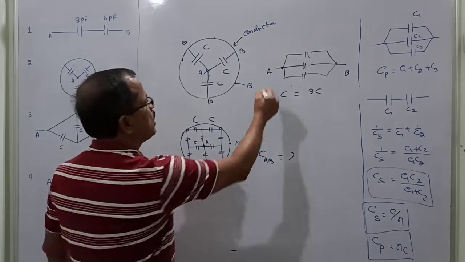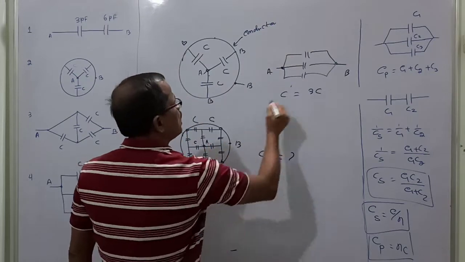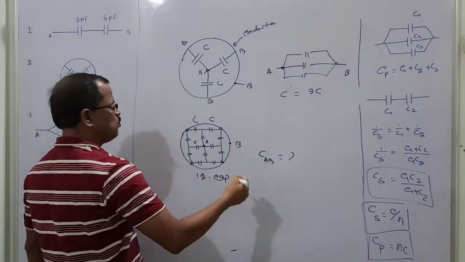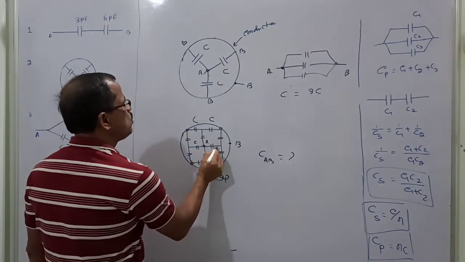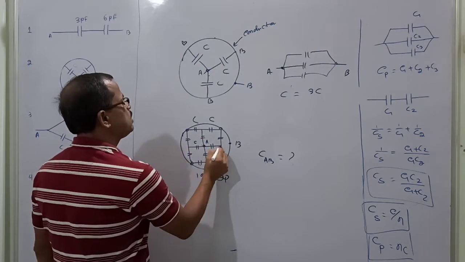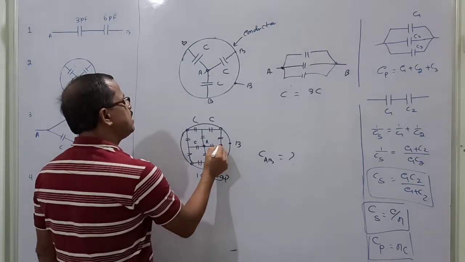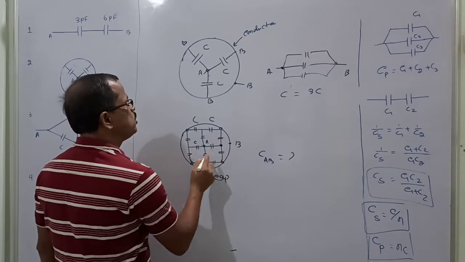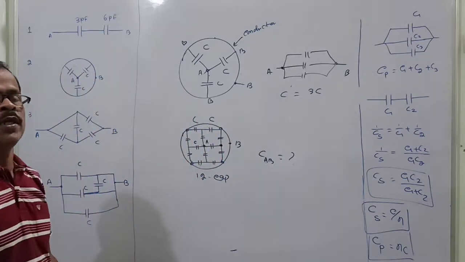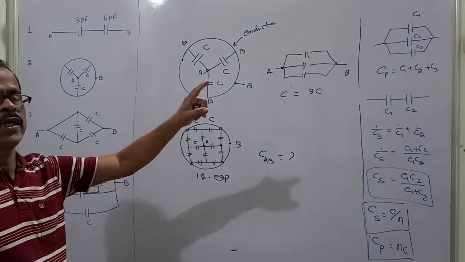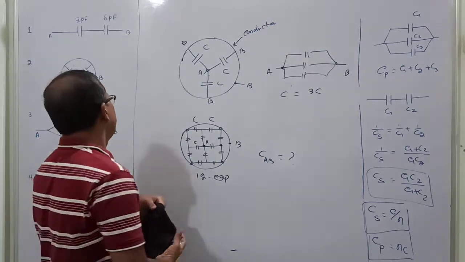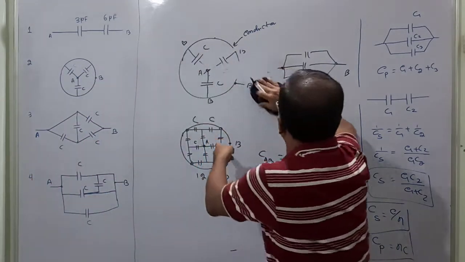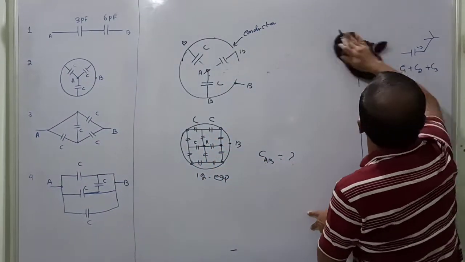Same setup: take a point A, that is the center, and another point B on the circumference. From the point A, 2 lines are going. After reaching here, each line again goes to B. So please try to solve this problem. This is the question as homework for you. Okay, next, please note down this one.